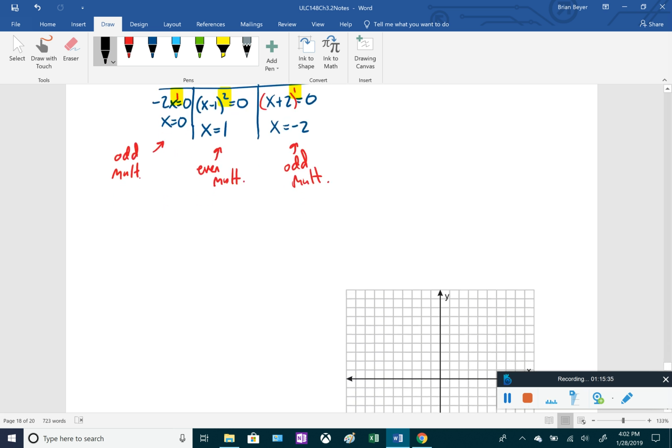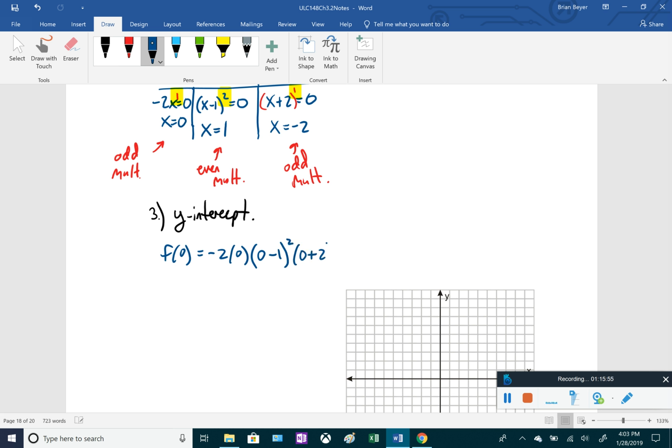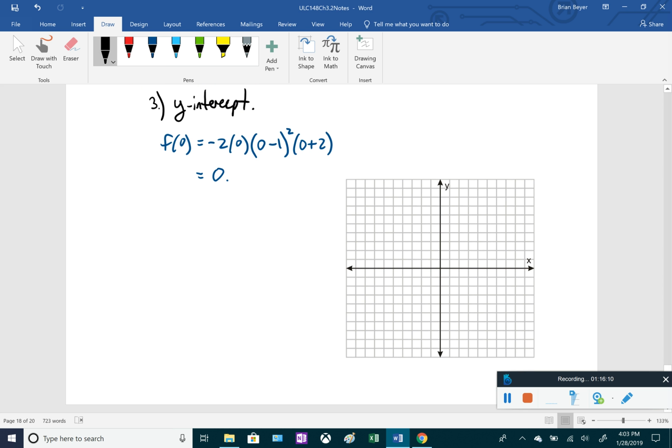Okay, next for the y-intercept. And we're going to evaluate f of 0 again. So maybe just a little more work than usual with this one. So plugging in a 0, -2 times 0 times 0 minus 1 squared times 0 plus 2. This whole thing is going to be 0 because of that second number right after the -2. That's a 0, multiplying everything, so it's 0. And next, for the max number of turning points.